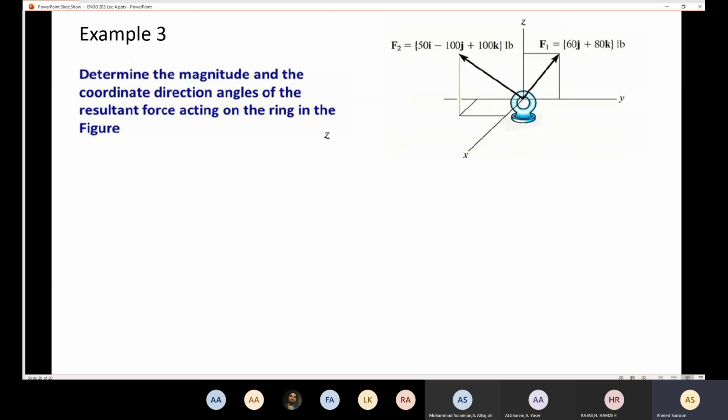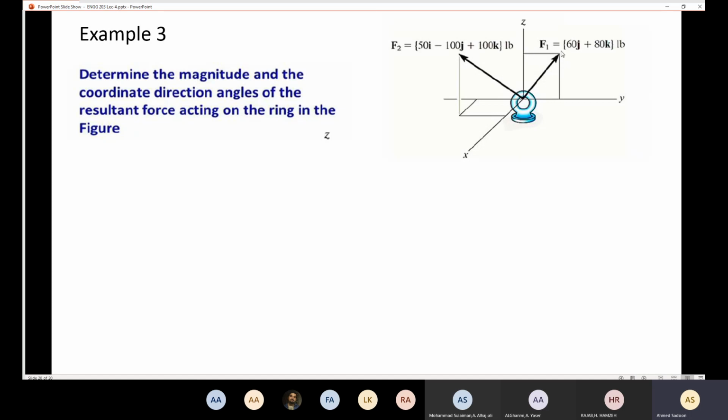Now let's go to example 3. In this example, as you can see, we have more than one vector. We actually have two vectors. We have F1 and we have F2. F1 is written as a Cartesian vector because I have j and I have k. If you haven't noticed, here I don't have i. It's not wrong. It just means that I don't have a component in x.